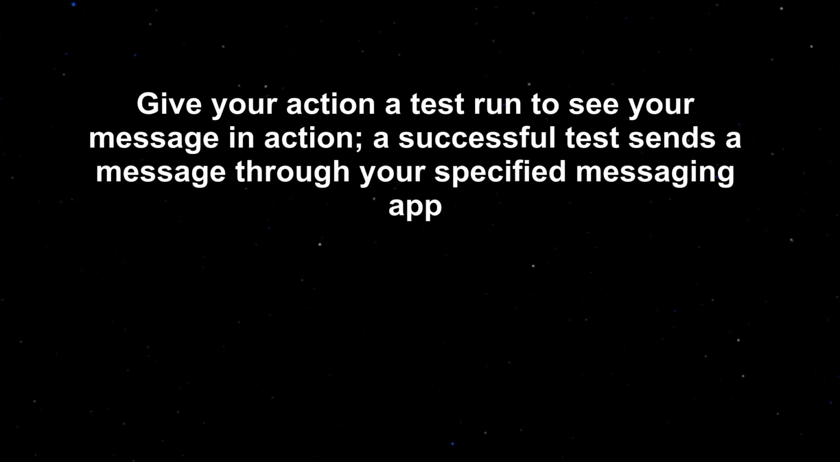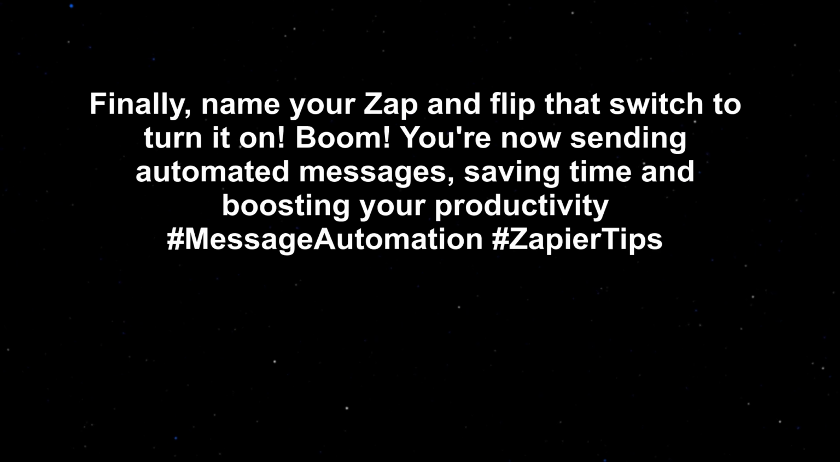Give your action a test run to see your message in action. A successful test sends a message through your specified messaging app. Finally, name your Zap and flip that switch to turn it on. Boom. You're now sending automated messages, saving time, and boosting your productivity.